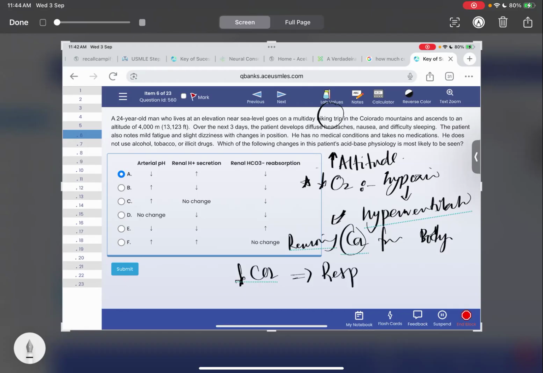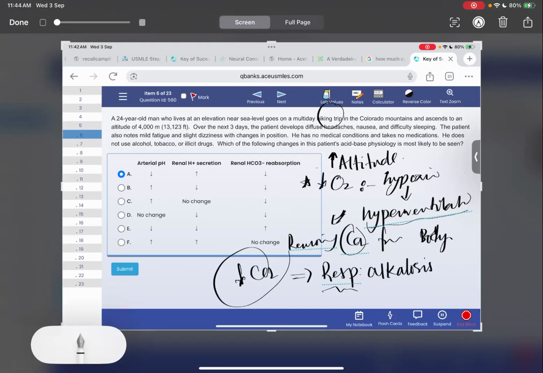Respiratory alkalosis, okay? Why not acidosis? Because we have decreasing carbon dioxide. And why respiratory? Because of hyperventilation. Easy, right? Got this?